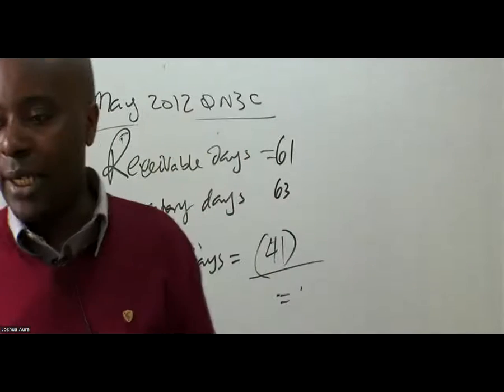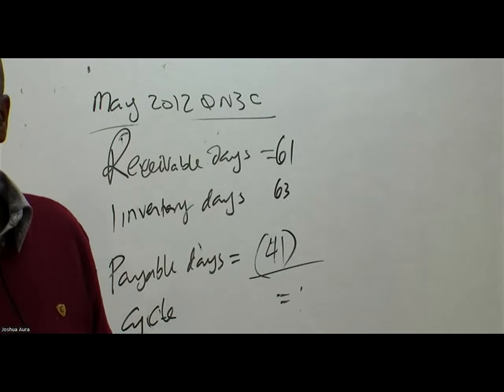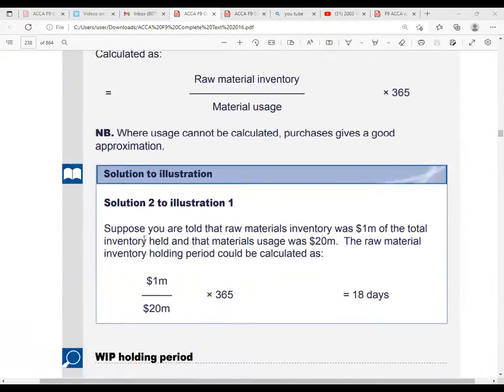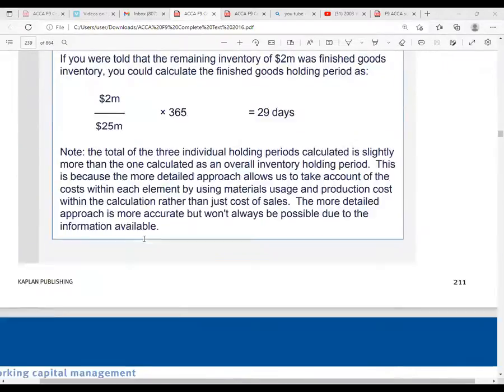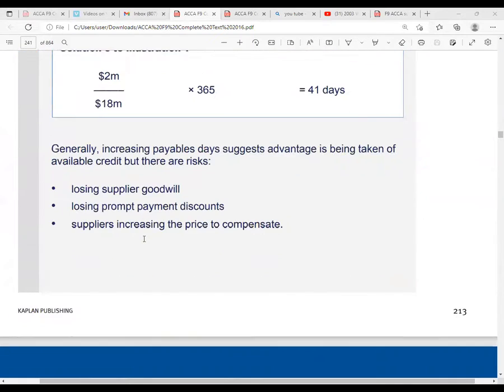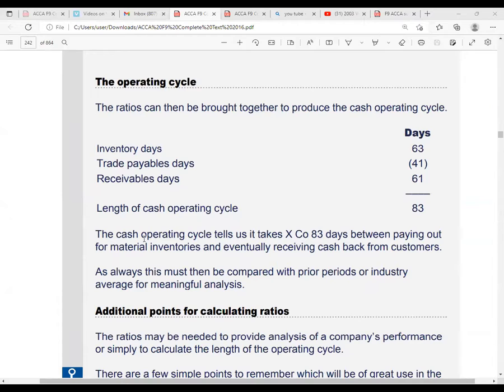Can somebody in this case here give us the cash operating cycle? Is there somebody who can give us this cash operating cycle very fast?